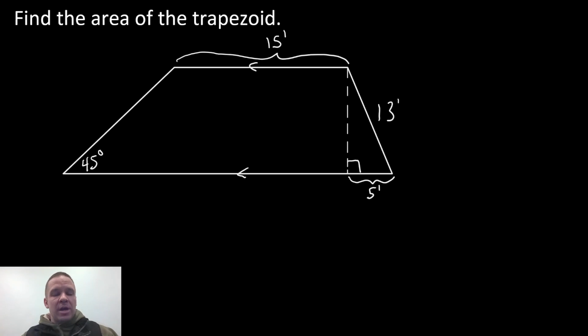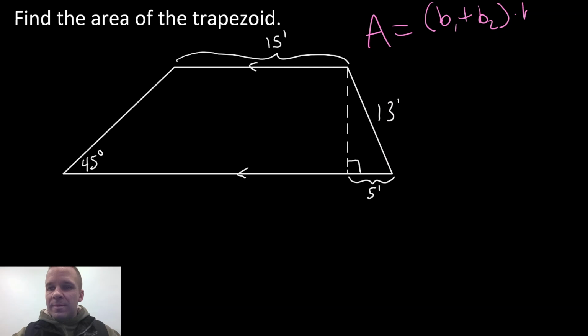We want to find the area of the trapezoid. Well, what's our area formula for a trapezoid? We should probably jot that down. That is base 1 plus base 2 times my height over 2, or 1/2 times base 1 plus base 2 times height, some form of that, right?